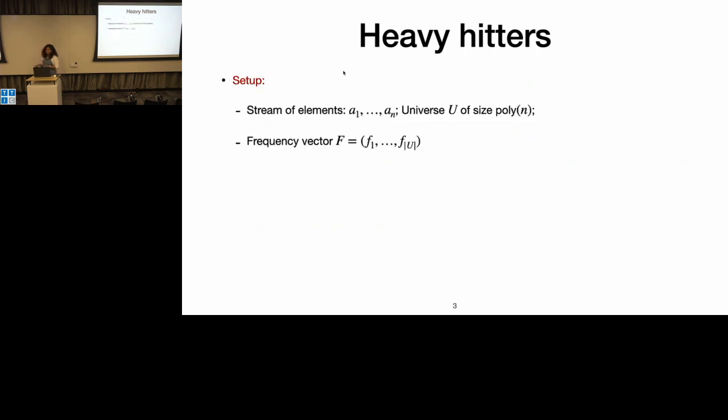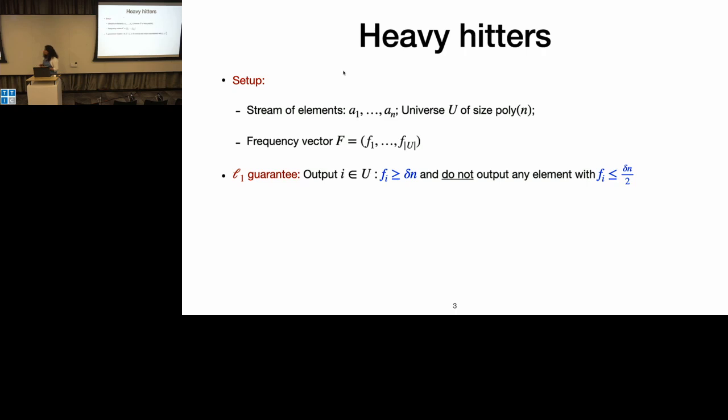Here's a formal setup. You have a stream of n elements, A1 to AN. We assume that they come from some universe of poly n size, so that means that every element has a log n size representation. Now, the stream itself can be represented as a frequency vector, where f sub i just denotes the frequency of element i in this stream.